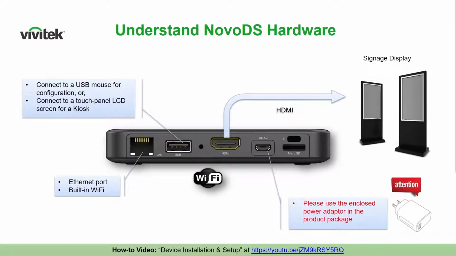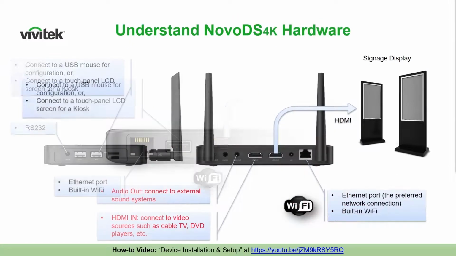Now let's discuss the hardware. Here is an image of our base unit, the NovoDS. Moving from left to right, we have an Ethernet and Wi-Fi capable device with a USB port for keyboard and mouse configuration, or it could be connected to an interactive display. The HDMI port supports 720p, 1080p, and 4K at 30 frames per second video resolutions.